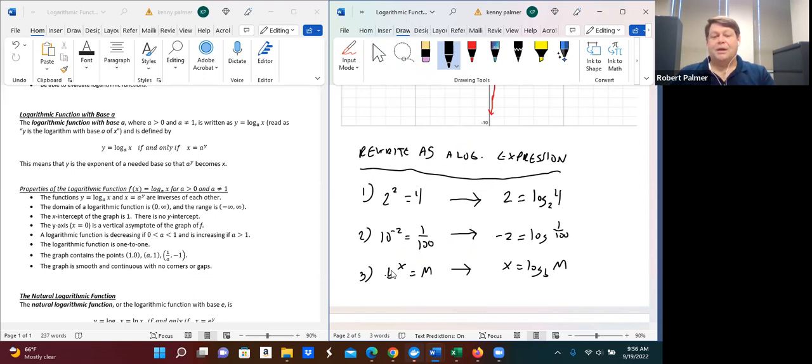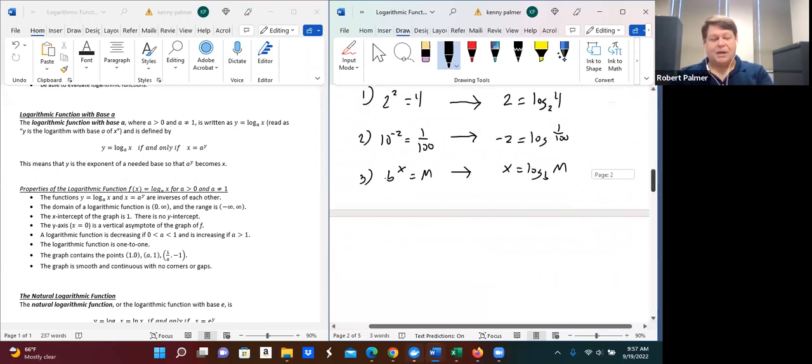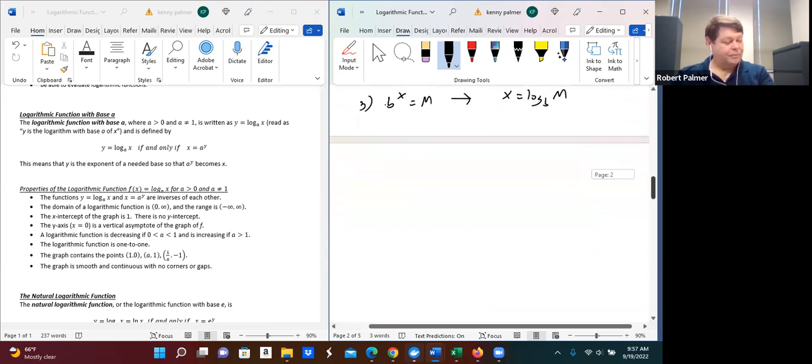Well, the way to do that: if you're going from an exponential expression to a logarithmic expression, the base is what you're taking the log of. The exponent is always what the log is equal to, and then finally plug in the m. Now, let's do a couple examples where we're also going the other way.